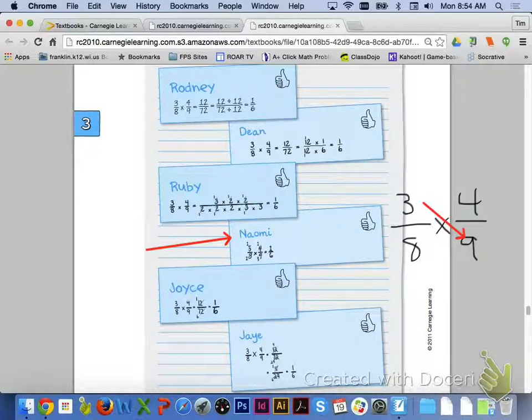What she is doing is looking at the numerator and denominator that are diagonal of each other, and she is trying to figure out the GCF of those pairs of numbers. So if we look at 3 and 9 first, the GCF of 3 and 9 would be 3. So 3 divided by 3 is 1. 9 divided by 3 is 3. For 4 and 8, the GCF would be 4. 4 divided by 4 is 1. 8 divided by 4 is 2. 1 times 1 is going to be 1 for your numerator, and 2 times 3 is going to be 6 for your denominator. So there is your product in simplest form.